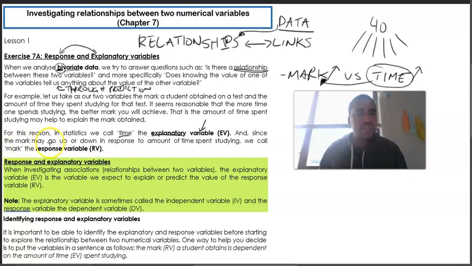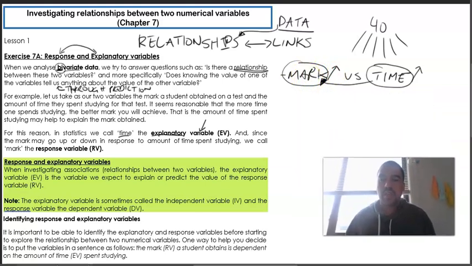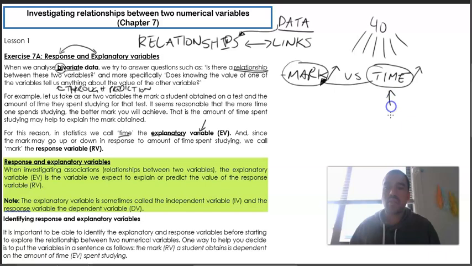And since the mark may go up or down in response to how much time you spent studying, we call the mark, in this case, the response variable. It's almost like one is set as the cause and one is set as the reaction or response, okay? Reaction, there we go, there's a C there. So the time explains, generally speaking, what the mark could be. It can't be the other way around.